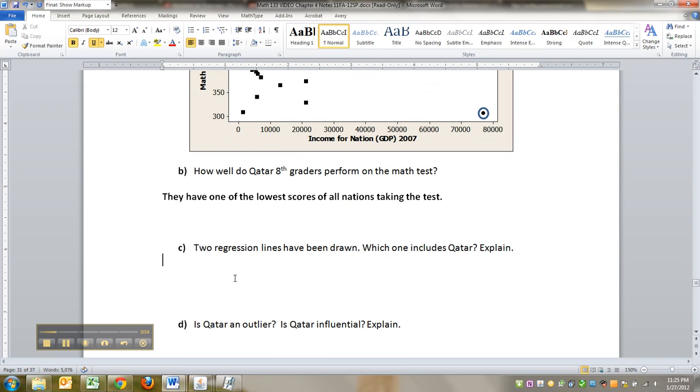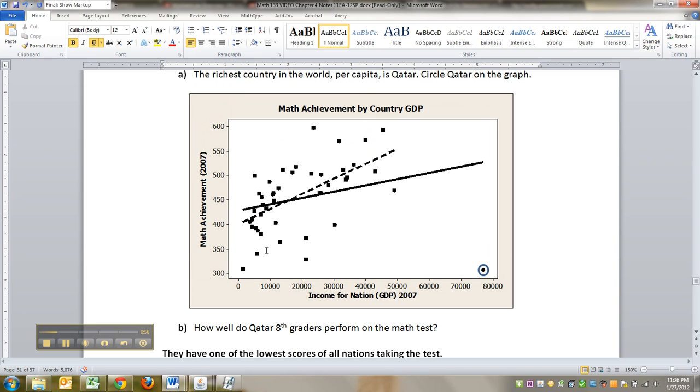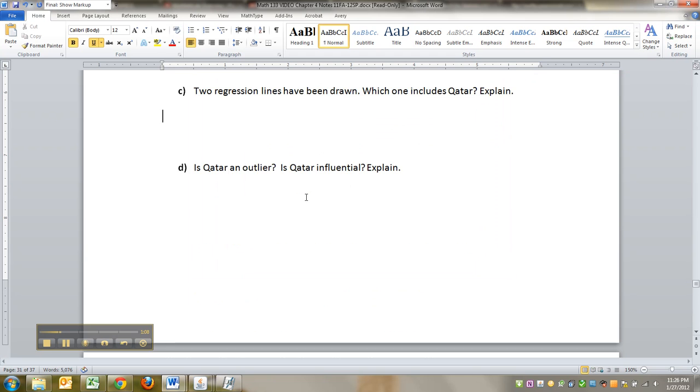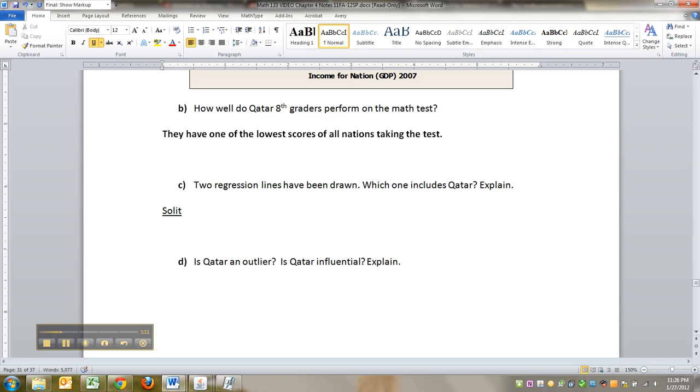Two regression lines have been drawn. Which one includes Qatar? There's this dotted line right here, and then there's a solid line. Qatar is way down here, so it's going to pull the slope of the line towards it. So the solid line includes Qatar, because Qatar is so low, it will pull the least squares regression line towards it.